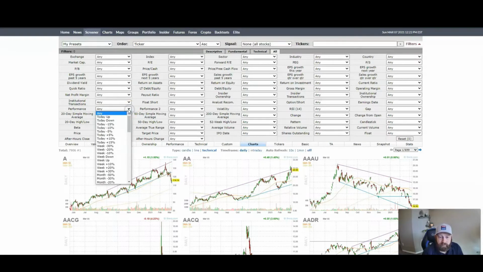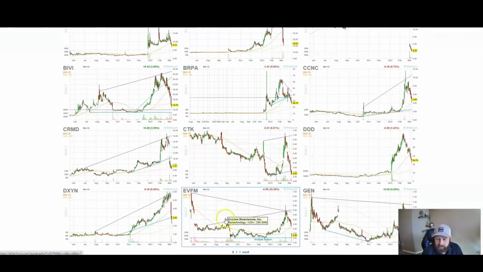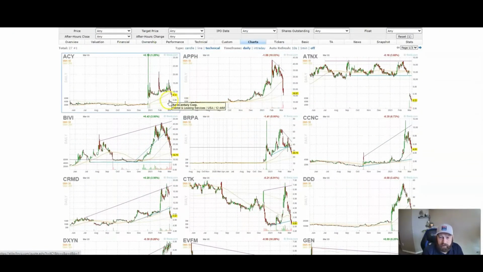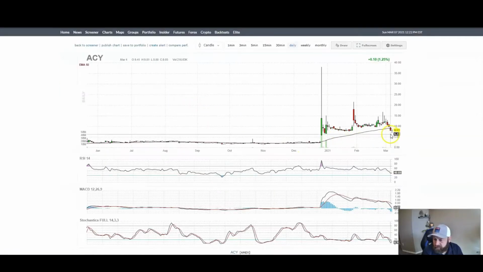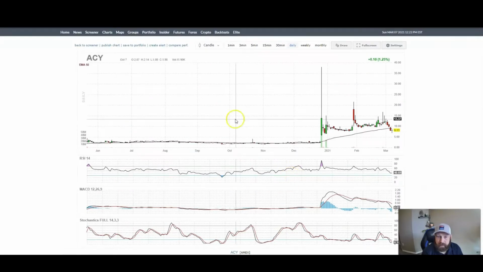So, like I said, we're going to be looking for some plays that were pretty beat up and possibly looking to reverse. So on the week, I want to go minus 30%. See how many results. Okay, we only got 3 pages of results for minus 30% on the week. So it looks like we could have a little doji candlestick on this one. Average volume is 1.6 million, so that's one that I'll put on the list.